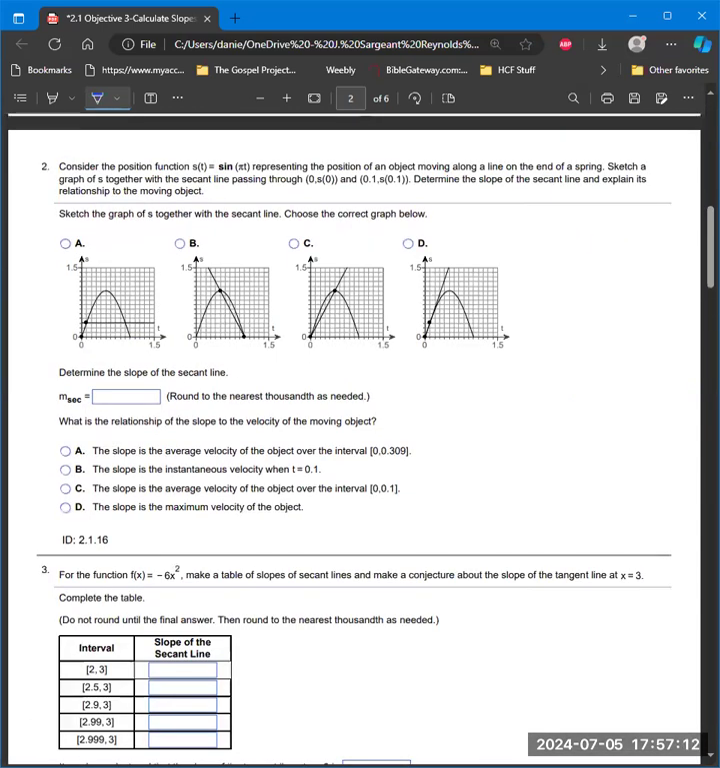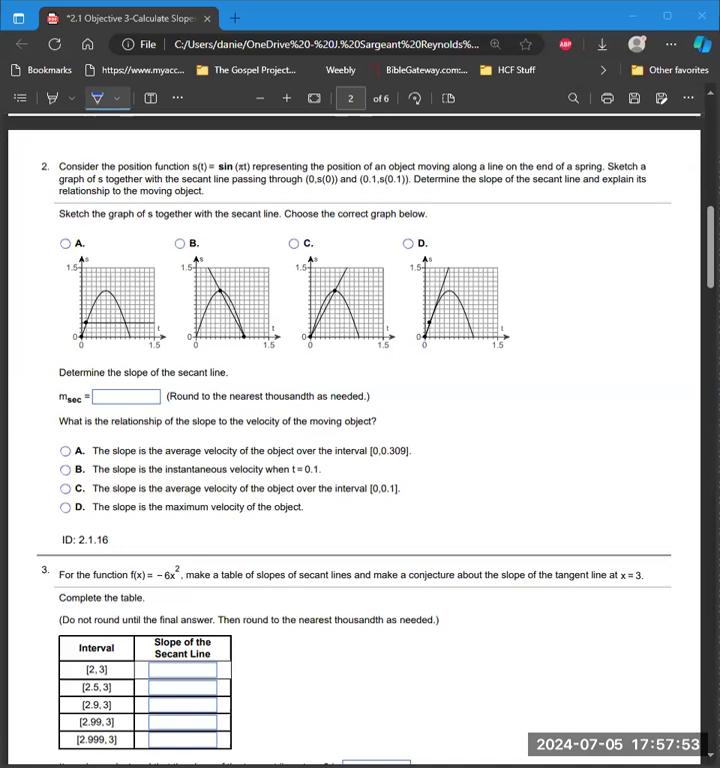And let's go ahead and look at this next one. We're going to get some trig in this one. I didn't do any trig last time. So S of t is equal to sine of pi t. Make sure that you are in radian mode in your calculator. And we're going to look at this on the interval from 0 to 0.1, excuse me.